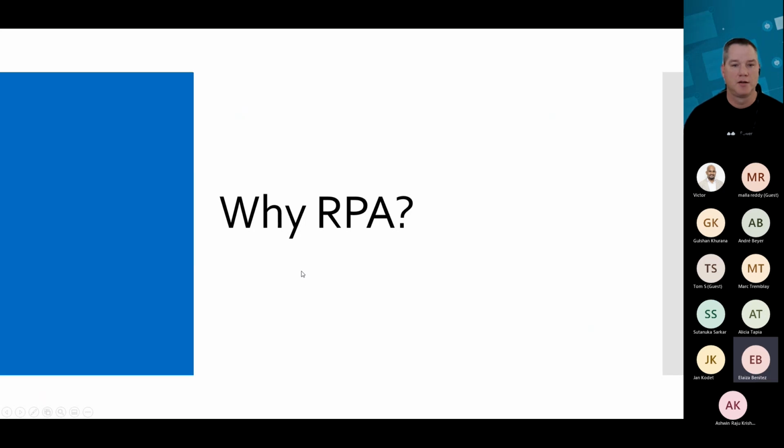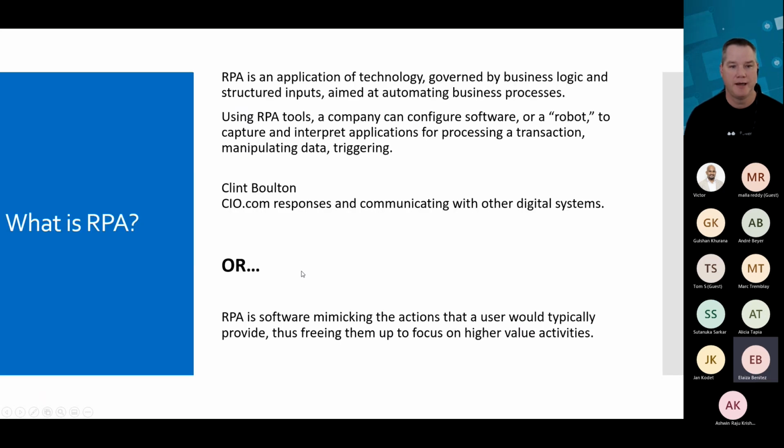So let's now talk a little bit about why RPA. So I've got just a boring synopsis here from CIO.com, but really you can think of RPA as an application technology that's governed by some business logic and structured inputs that focus on automating business processes. And so when we talk about RPA bots, it's not like a physical robot, but you can think of it much like a software robot that's able to interpret applications for processing a transaction.